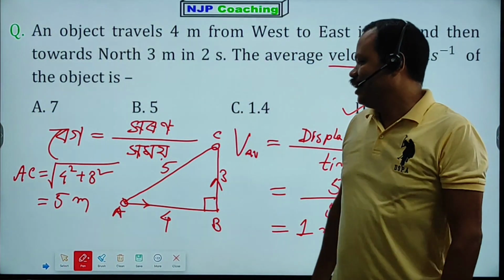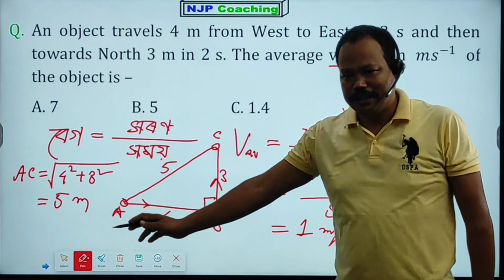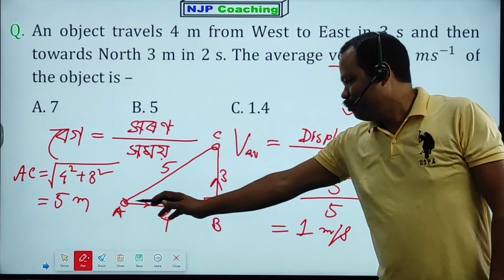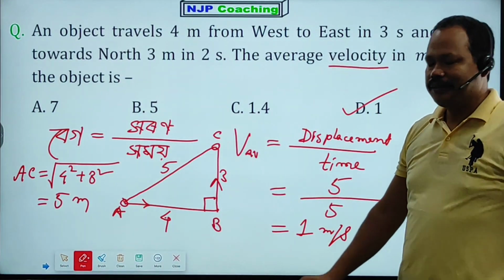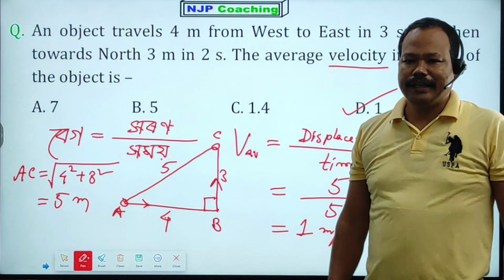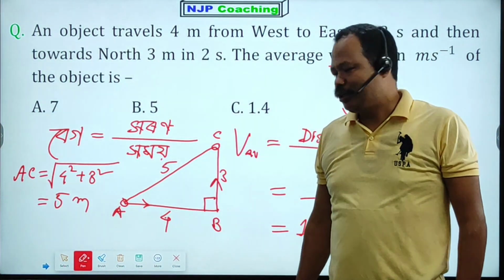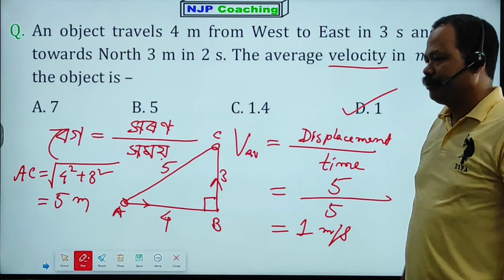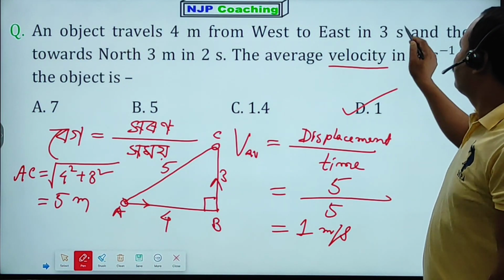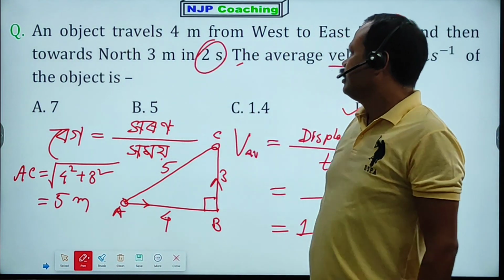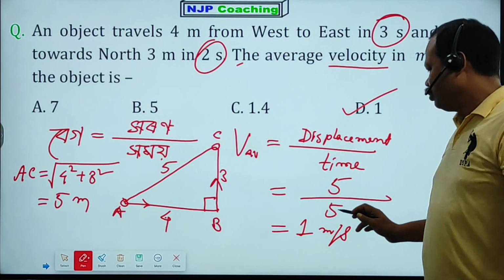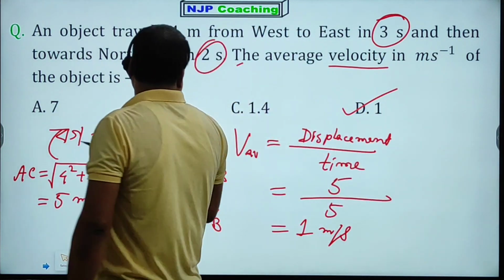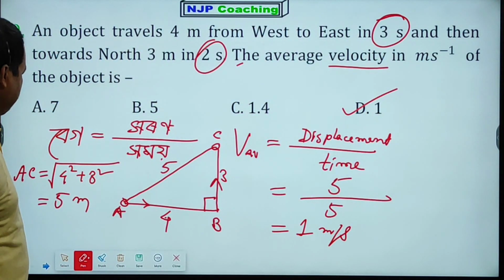Displacement produced is the shortest distance between initial and final position. Since the angle between AB and BC is 90 degrees, we can measure the length of AC by using the Pythagoras formula. So the displacement produced is 5 meter. The total time is 3 seconds and 2 seconds, adding these two, total time is 5 seconds. So 5 meter by 5 seconds, 1 meter per second. This is the right answer.